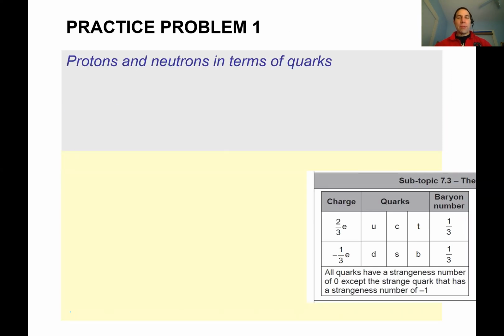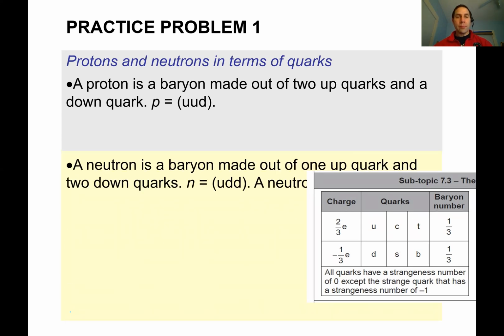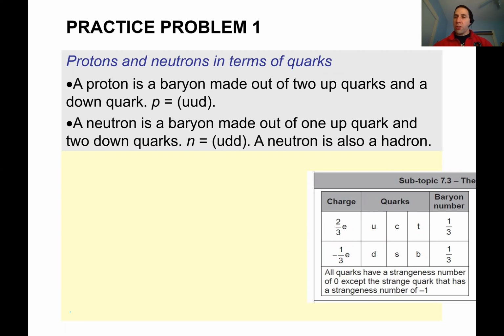Okay, let's talk about this practice problem: protons and neutrons in terms of quarks. A proton is a baryon, and I'm going to tell you this now, but you have to remember, this is one of the things IB would expect you to remember. A proton consists of 2 up quarks and 1 down quark. Also, you need to know that a neutron is a baryon made up of 1 up quark and 2 down quarks. And these are both hadrons.